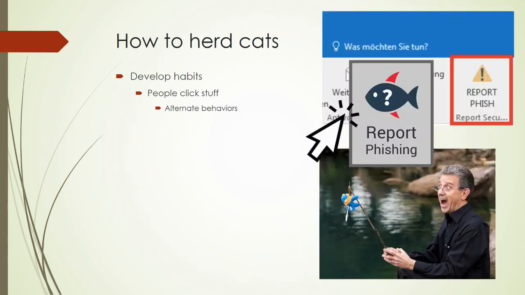So again, we want to have alternate behaviors, right? You got that scratching post for the cat. So what are some of the alternate behaviors you might want to have for your users that click things? Well, let's take reporting phishing for an example. You want to make that easy.